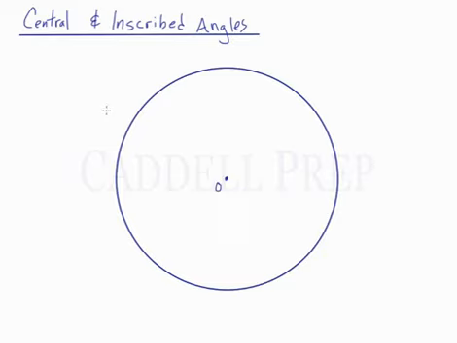In this lesson, we're going to review central and inscribed angles in the circle. Here we have a circle with a center O. If we were to draw a radius from the center to the edge of the circle, we could note that if we were to go all the way around inside the circle, it would be 360 degrees.